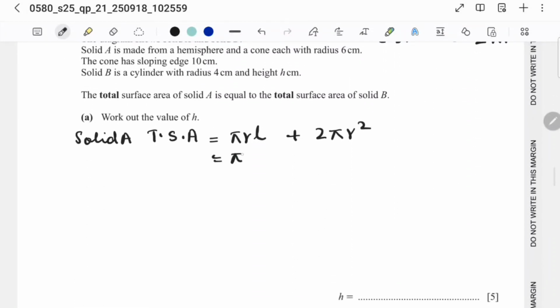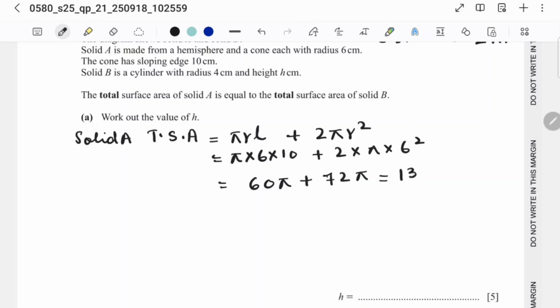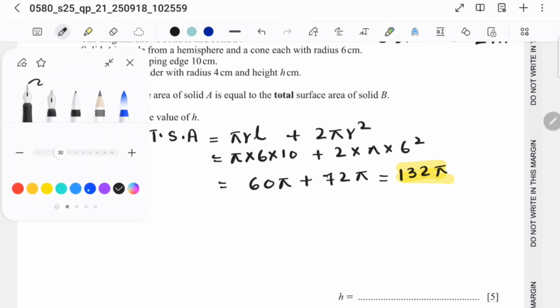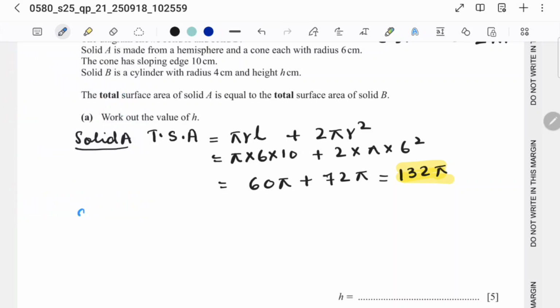So the radius is 6 and it is 10, and again 2 pi 6 square. So this is 60 pi, and 36 times 2 pi is 72 pi. Okay, so altogether it will become 132 pi, which is the value for the total surface area of solid A. Now solid B. Now we are going to find the surface area of solid B.